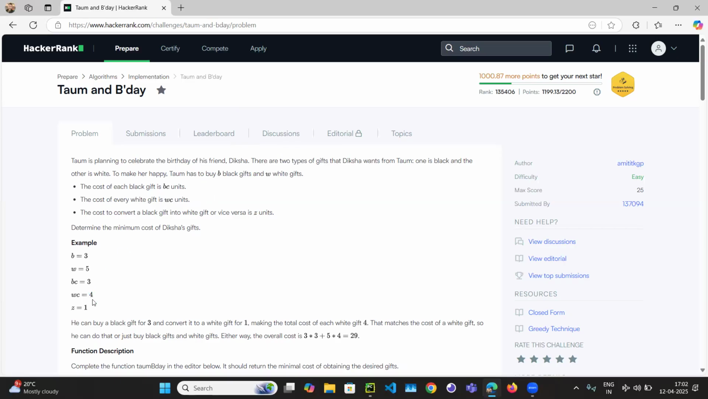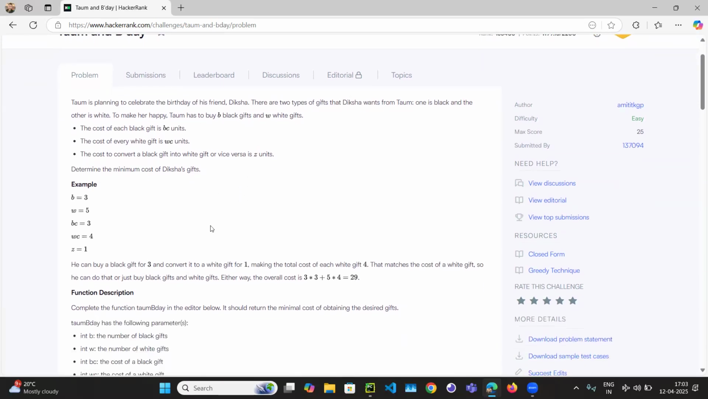It could be any amount. Along with that, you can go back to the shopkeeper and replace the black gift with the white gift or the white gift with the black gift. But if you do that, you have to pay some extra fees or money. That is Z units, so that is the conversion fee. All right. So as an example, we need to determine the minimum cost.